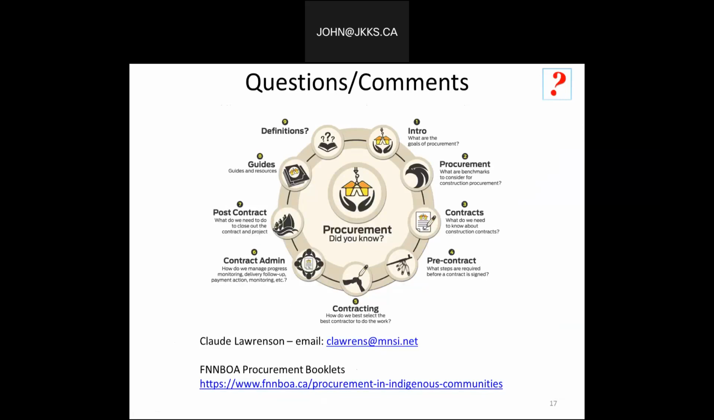The other thing you can do is go to the FNNBOA website and look at the procurement booklets, which can also help fill in some of the information. As we can see, if we take a look around the procurement wheel: the introduction, procurement, contracts, pre-contracts, contracting, contract administration, post-contract, guides, and some definitions. Certainly, we hope that we are providing some education to help with the understanding of procurement, and certainly, in this case, selecting a bidder, your successful bidder and contractor.